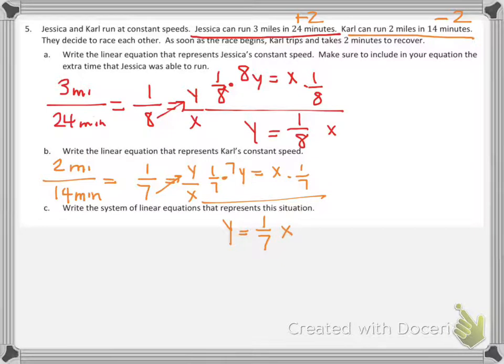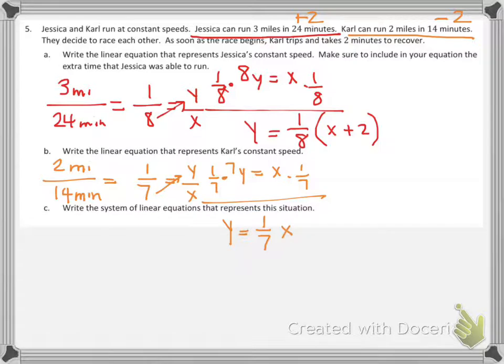So we have to choose one of those to represent the situation. All right, let's do Jessica. Jessica is going to get 2 more minutes to run. That means it's 1/8 x plus 2. Her time is the time they both run plus the 2 minutes that only she was running.